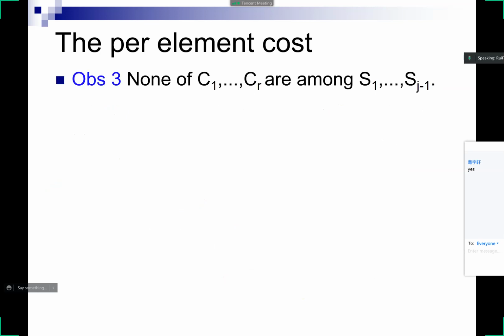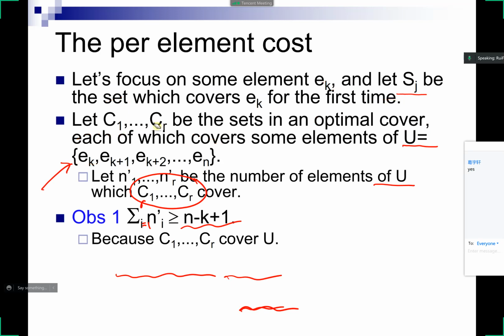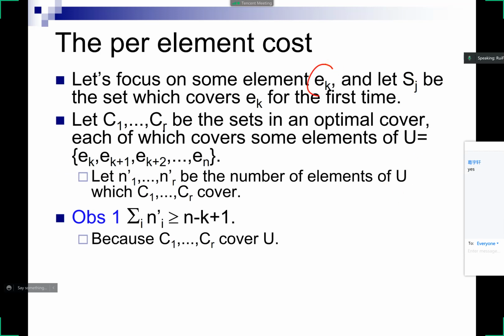Now, another observation is that if you look at all of these sets which cover these uncovered elements, all of these C sets, then none of them are among the first J-1 sets that we selected. Remember, we're focusing on one particular element, EK, and we're looking at the set which covers EK for the first time. So these C sets which cover these uncovered elements are not among the first J-1 S sets.